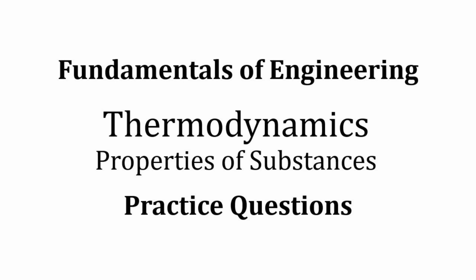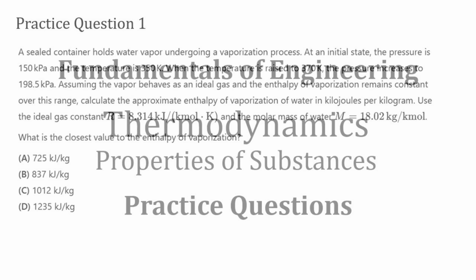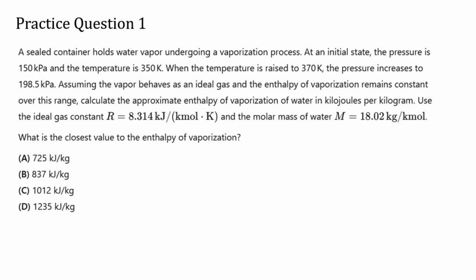Now, let's get started with some thermo practice questions. A sealed container holds water vapor undergoing a vaporization process. At an initial state, the pressure is 150 kilopascals and the temperature is 350 Kelvin. When the temperature is raised to 370 Kelvin, the pressure increases to 198.5 kilopascals.